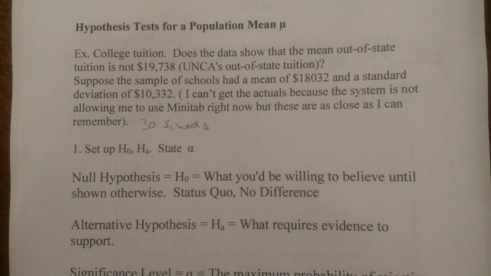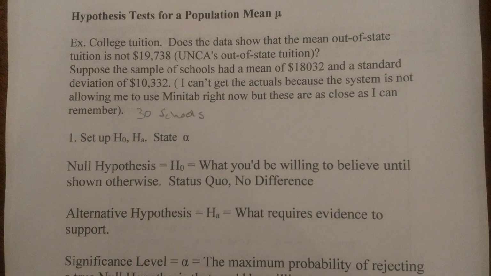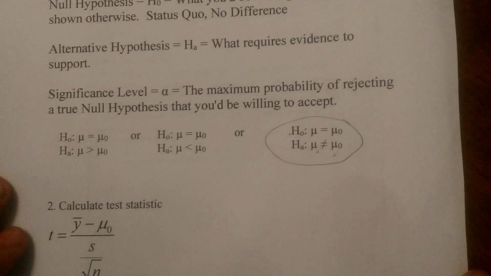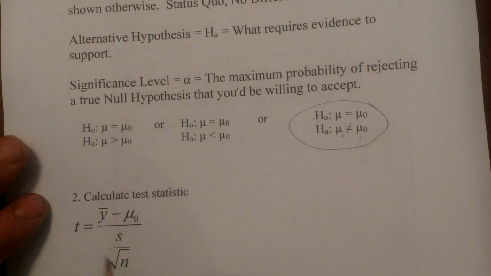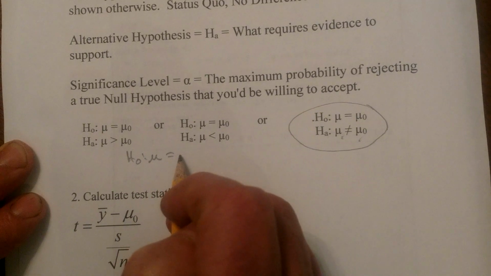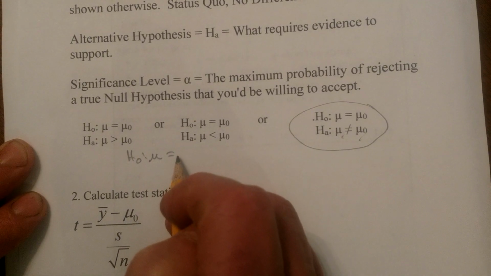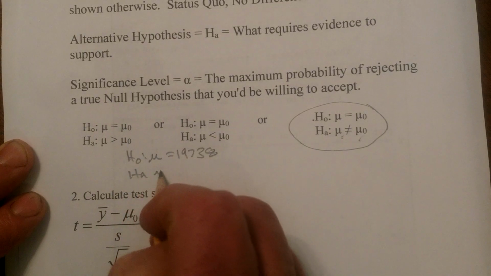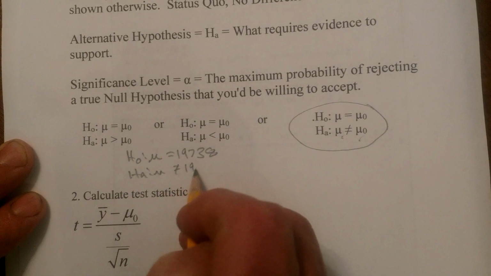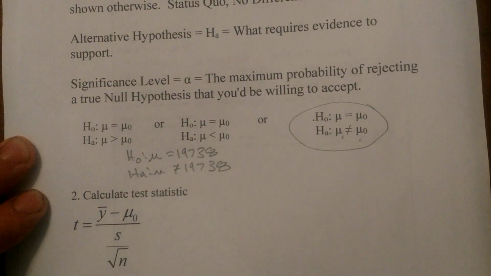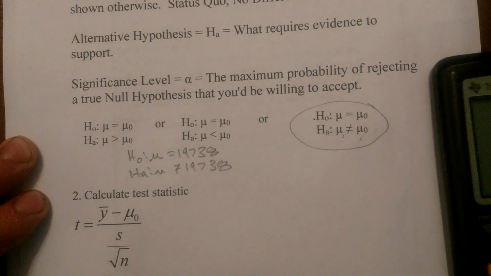So that is our hypothesized value. So in this case, our null is that the population mean is 19,738 versus the alternative that the mean is simply not equal to 19,738. Once you've got that, then you can calculate your test statistic based on your statistics. So let's plug it in there.